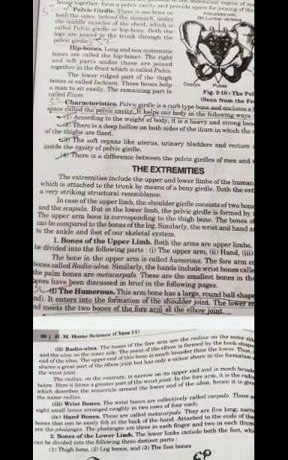Bones of the upper limbs. Both the arms are upper limbs. Each arm can be divided into the following parts: number 1, the upper arm; number 2, the forearm; and number 3, the hand. The bone in the upper arm is called the humerus.